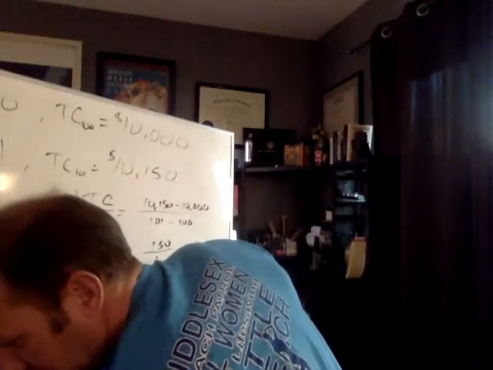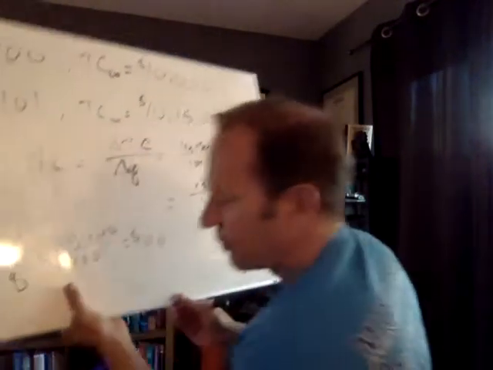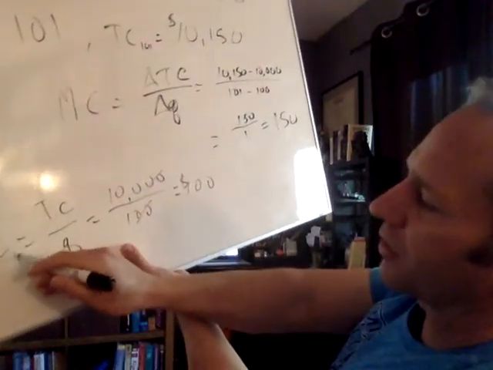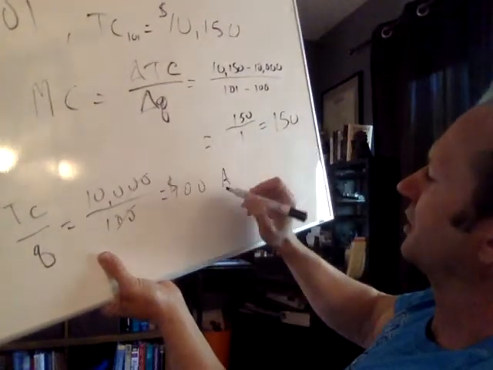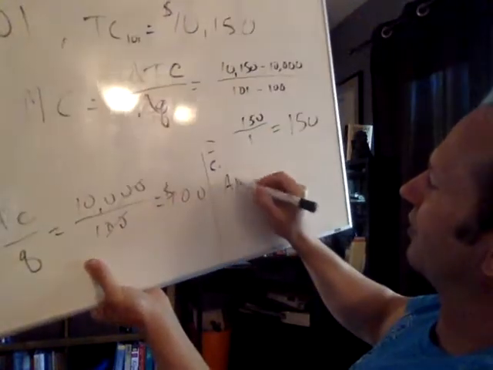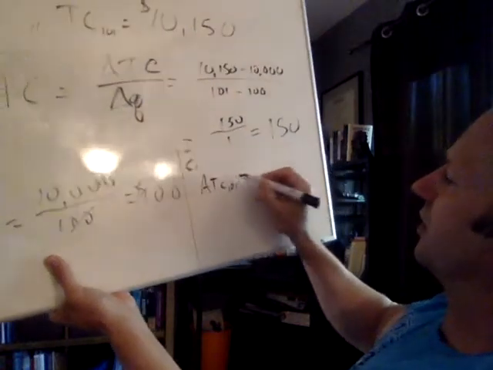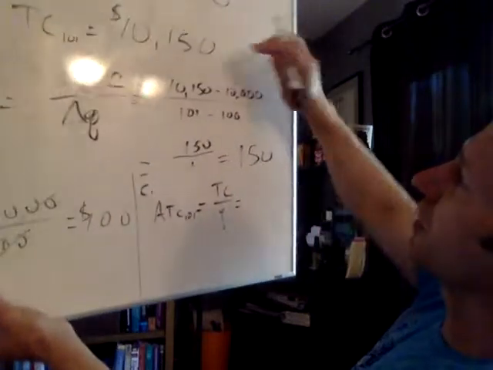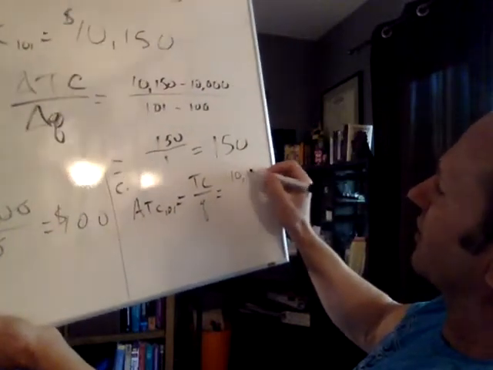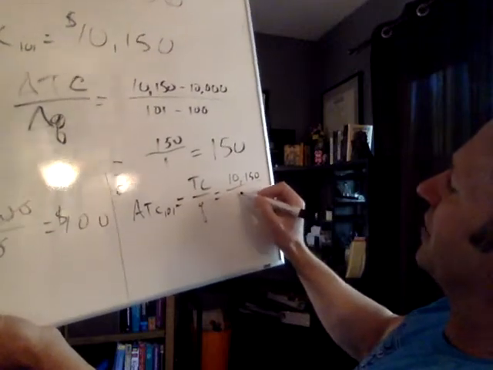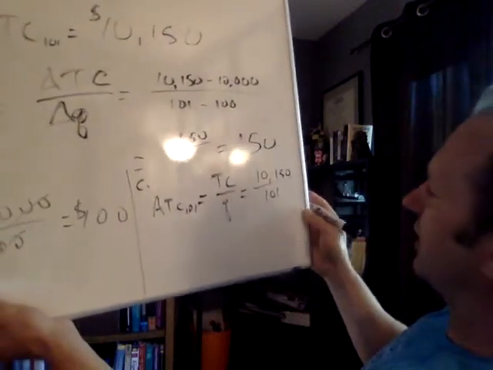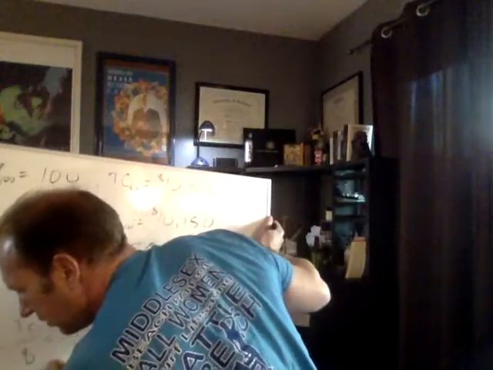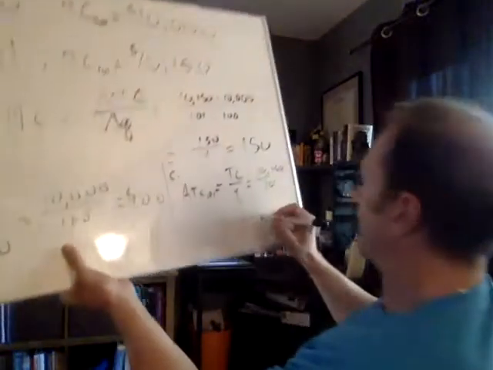This is for 100 units. For letter C, the average total cost for producing 101 units is still total cost over quantity. And total cost for the 101 units was 10,150, divided by the number of units, 101. 10,150 divided by 101 is equal to $100.50.